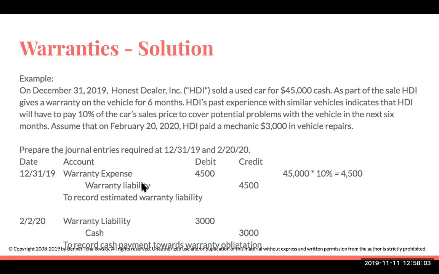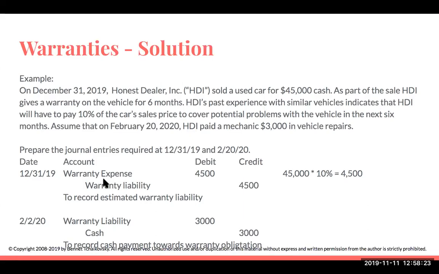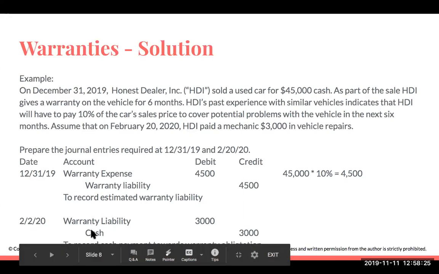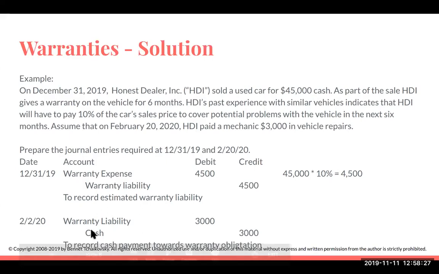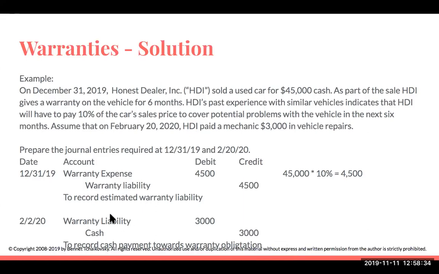Now, what happened on February 20th, 2020, when the cash was paid out to cover the vehicle repairs? Here, I'm going to be debiting warranty liability and crediting cash. I'm not debiting warranty expense, because I already made an estimate of that warranty expense. When I'm actually paying out cash to cover the warranty, I credit cash and debit that liability. Okay.